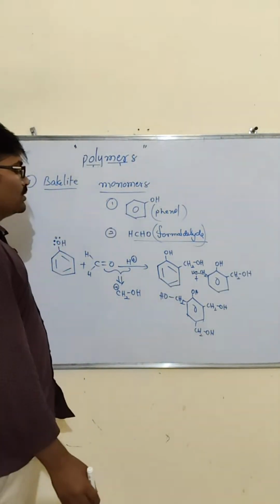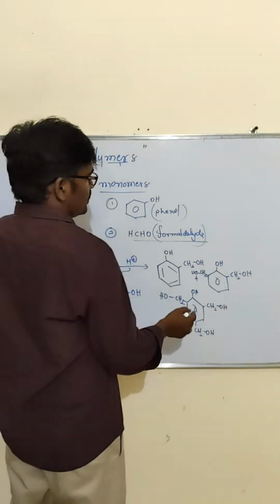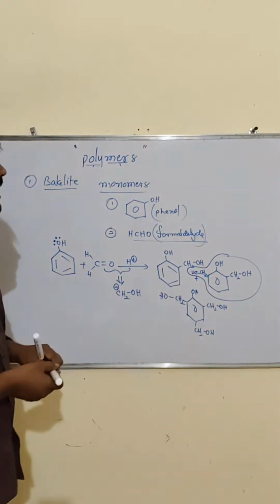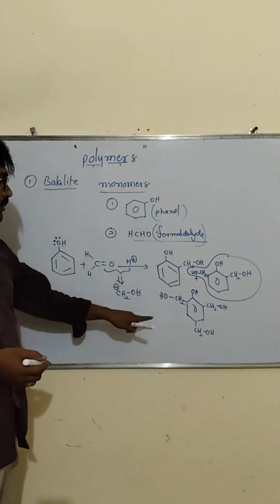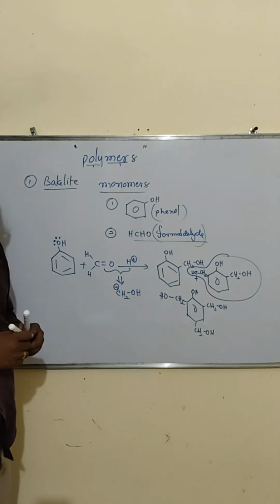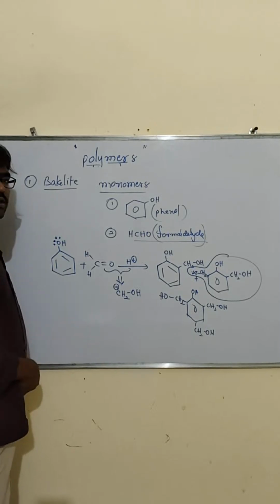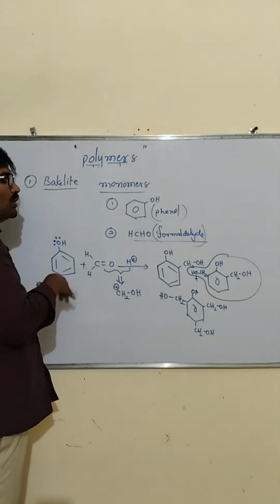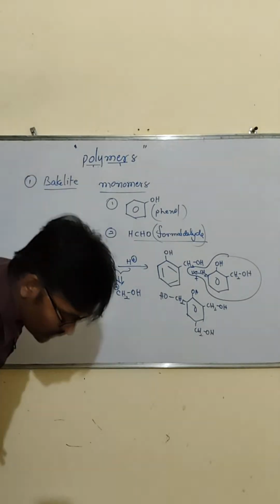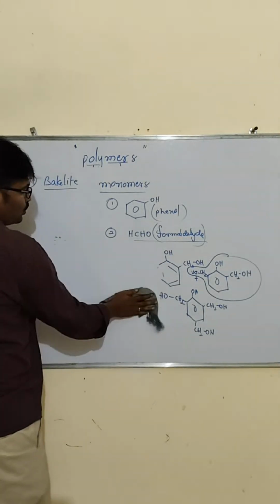From this molecule, the novolac polymer forms, and from this molecule, the Bakelite polymer forms. So two polymers form, Bakelite one and novolac one. From these two monomers, novolac and Bakelite, two polymers form. First what we need here is Bakelite, so let us see how Bakelite is formed.